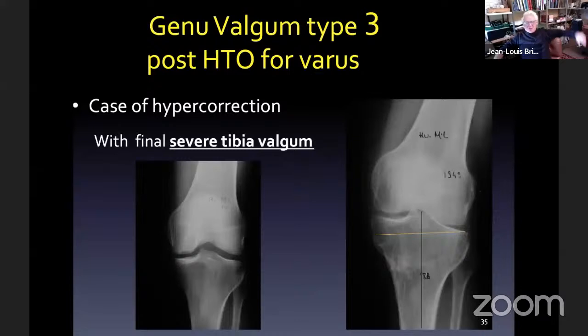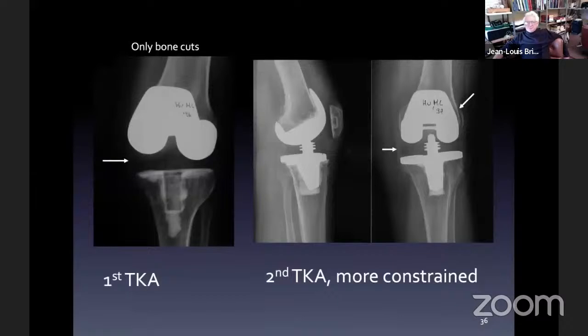So, genu valgum type 3, you have the high tibial osteotomy, and that gives a tibia valgum. And you see, we will have to remove a lot of bone medially. Next. And you see the guy did the good bone cuts, but he had laxity here due to the removal of too much bone medially. And even with revision, it was not good in 97. Next.